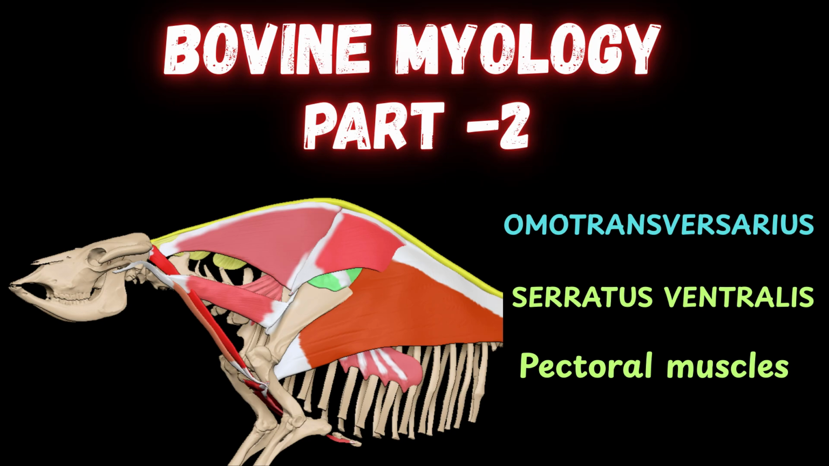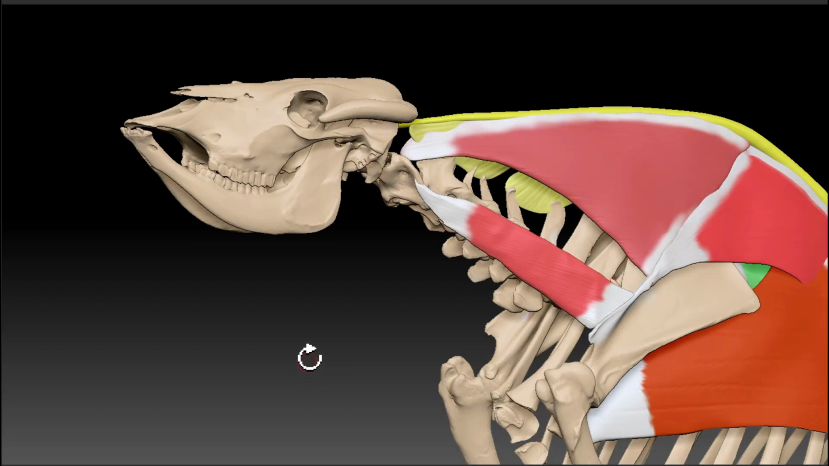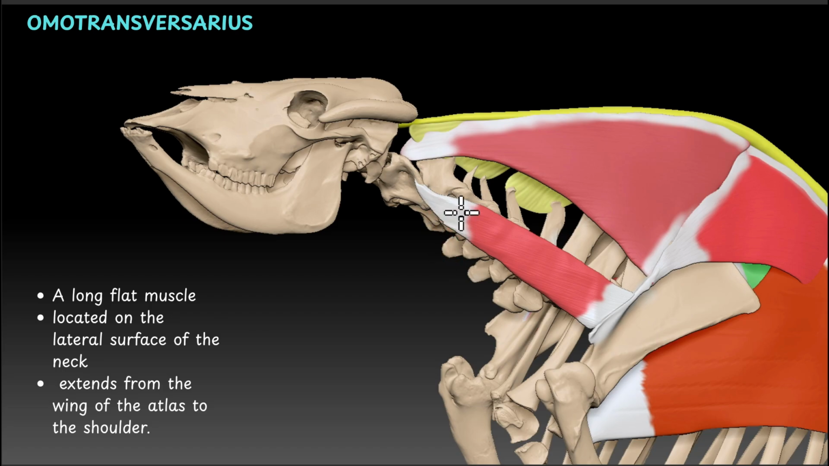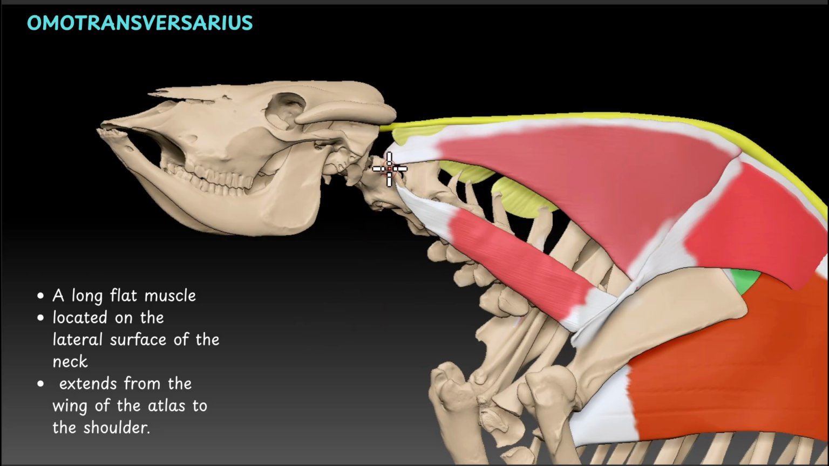So, we should start first with the Omotransversarius muscle. You can see, this is the Omotransversarius muscle. It is a long and flat muscle present on the lateral aspect of the neck region. You can clearly see the muscle extends from the wing of the atlas to the shoulder area.